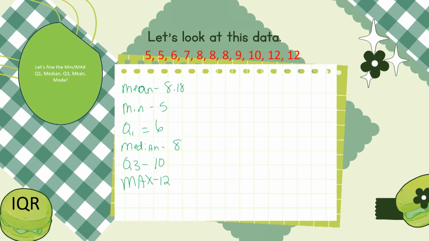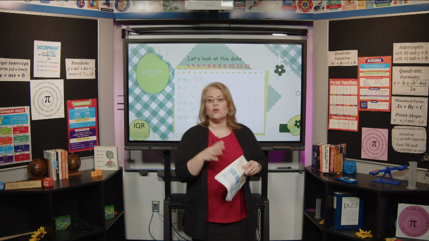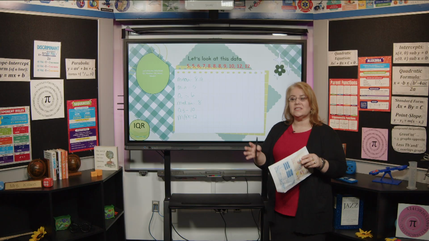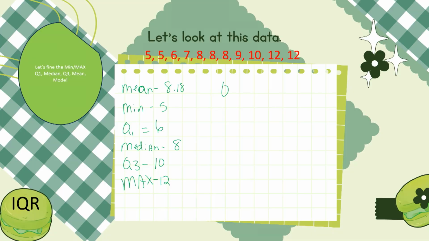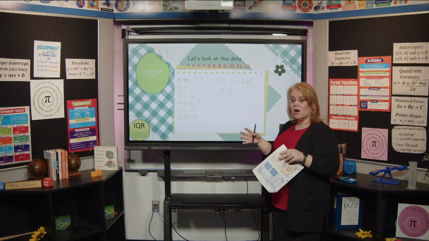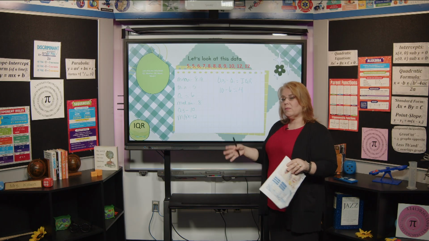Now, let's see if we can calculate that interquartile range, the range of that inside 50%. So I take my Q3 and subtract Q1 from it, and I get my interquartile range. So I take 10 minus 6 is 4. So that interquartile range is 4 from my Q1 to my Q3.